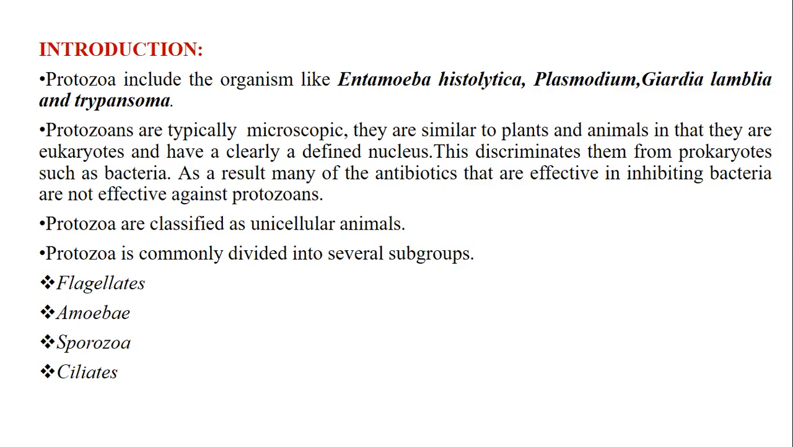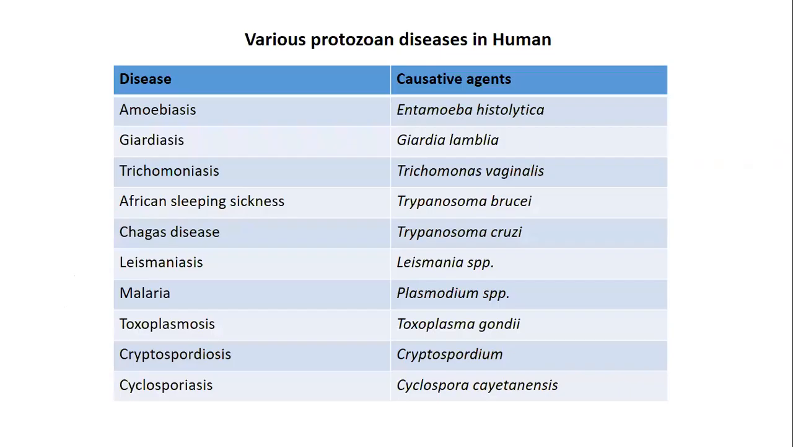So protozoa are classified as unicellular animals. Protozoa are commonly divided into several subgroups like flagellates, amoeba, sporozoa, and ciliates. These are the different types. Now, what are the different types of diseases in humans? Amoebiasis, caused by Entamoeba histolytica; giardiasis, Giardia lamblia; trichomoniasis, a vaginal infection; African sleeping sickness, Trypanosoma brucei; Chagas disease and Kala-azar, Leishmania species; and malaria, Plasmodium species. These are the different protozoa which can cause different deadly diseases.